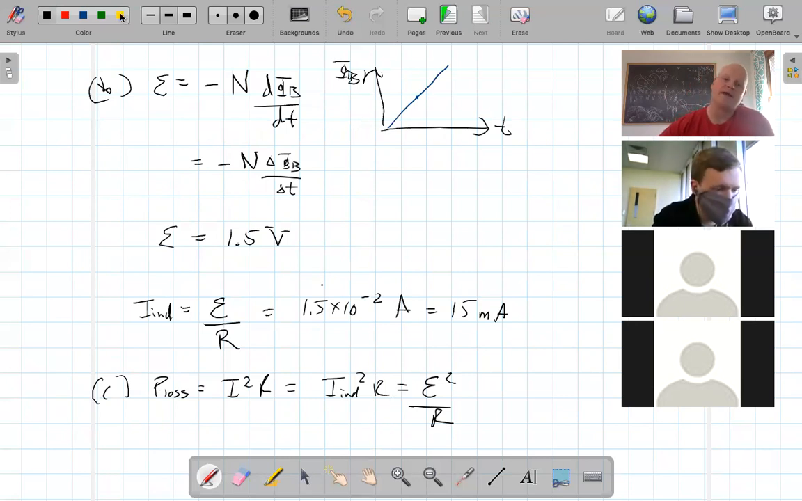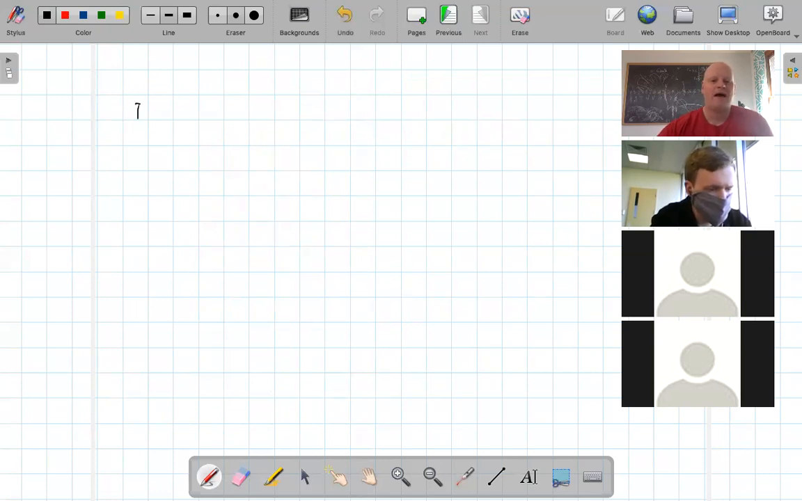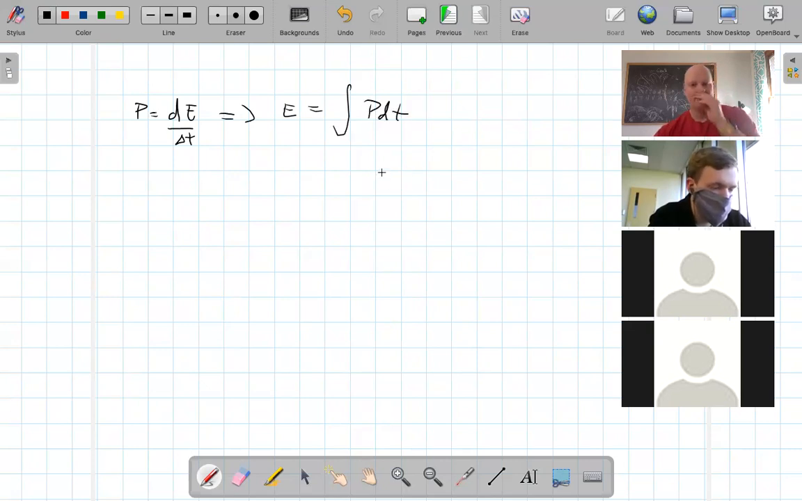But we don't want the power lost, we want the energy lost. Remember that power is the time rate of change of the energy, which means the energy is equal to the integral of the power over the time. Since the current is constant and the resistance is constant, the power is also constant, which means I would pull that outside the integral. So this becomes simply the power times the change in time. This is the energy which is being lost, so my energy loss is equal to the power loss multiplied by the time.